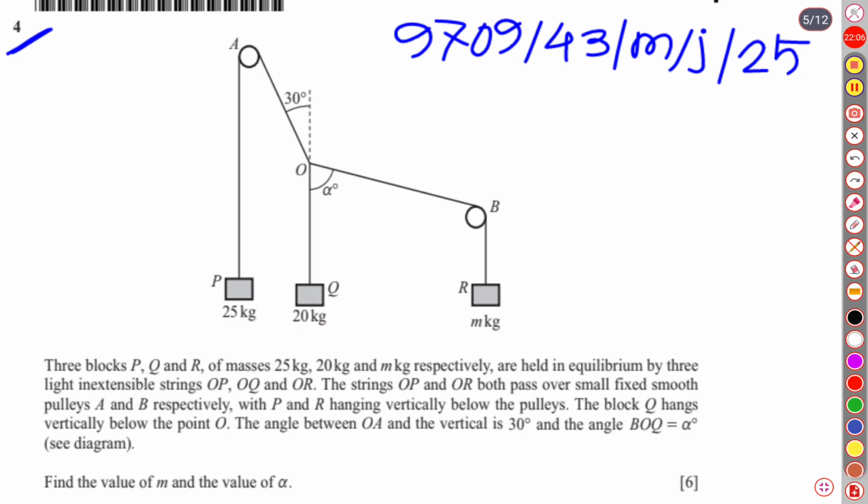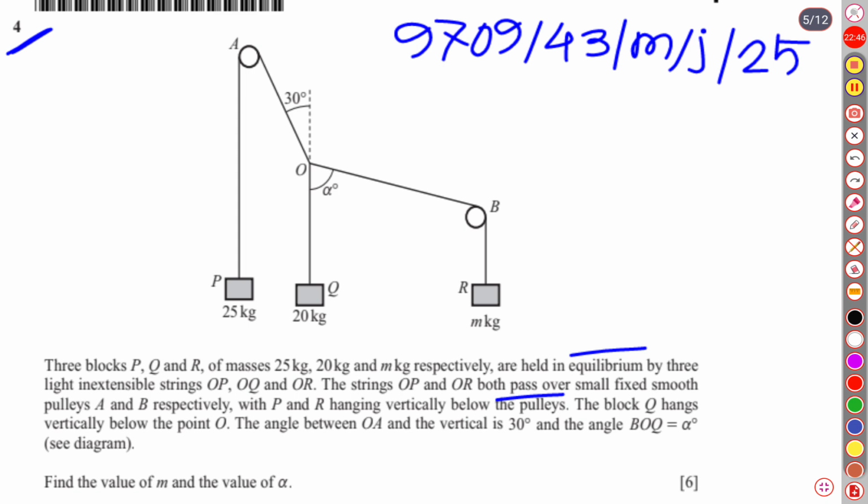Three blocks P, Q, and R of masses 25 kg, 20 kg, and m kg respectively are held in equilibrium by three light inextensible strings OP, OQ, and OR. The strings OP and OR both pass over small fixed smooth pulleys A and B respectively, with P and R hanging vertically below the pulleys. The block Q hangs vertically below the point O. The angle between OA and the vertical is 30 degrees, and the angle BOQ is equal to alpha degrees. Find the value of m and the value of alpha.